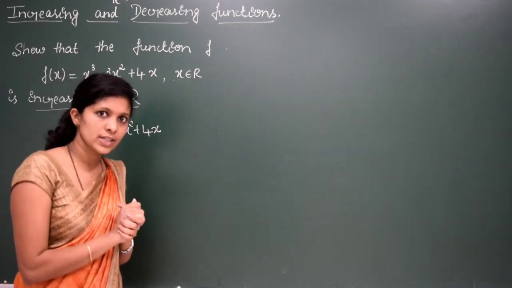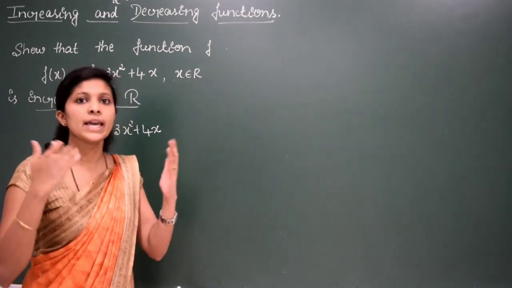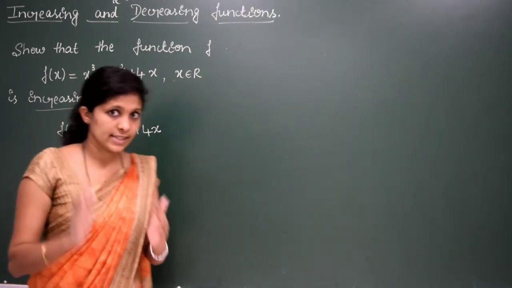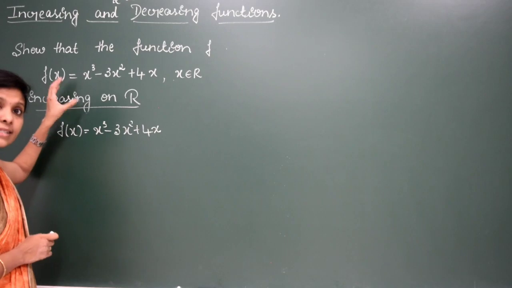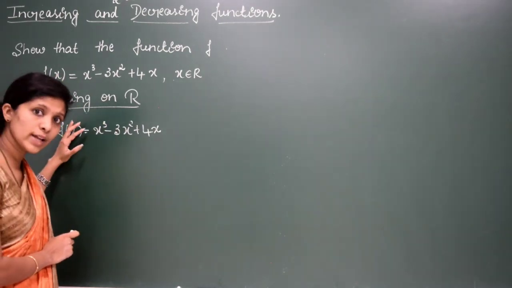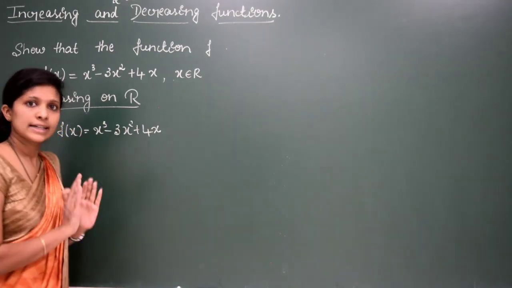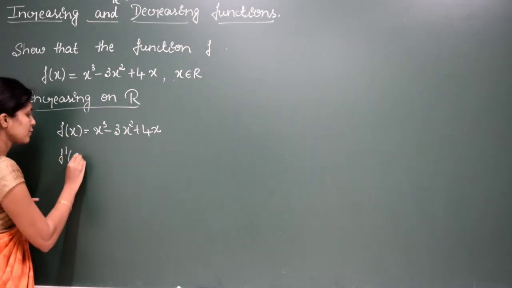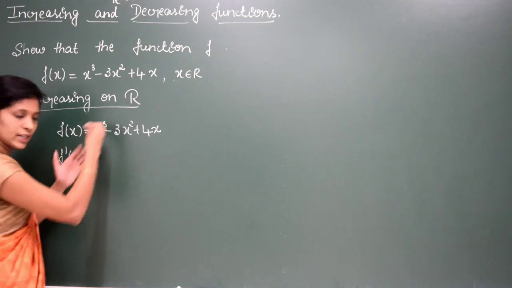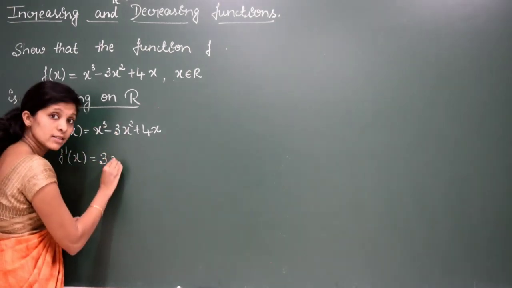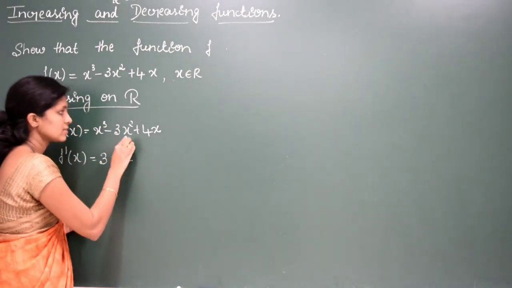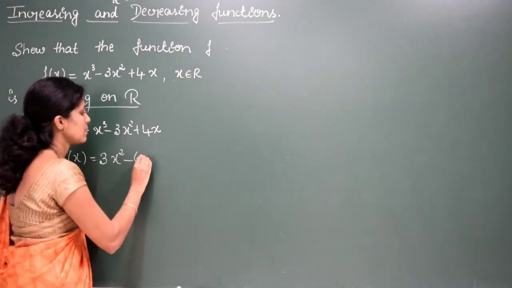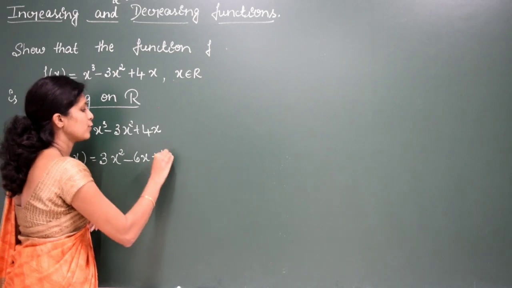After the differentiation, if it is greater than 0, it will be increasing. If it is less than 0, then it will be decreasing. Anyway, here we have to prove it is increasing, so we have to prove that f dash of x should be greater than 0, right? Remember that. Now we will differentiate this. f dash of x is equal to derivative of x cube, which is 3x square, minus derivative of 3x square, which is 2x multiplied with 3, so this will be minus 6x plus 4.